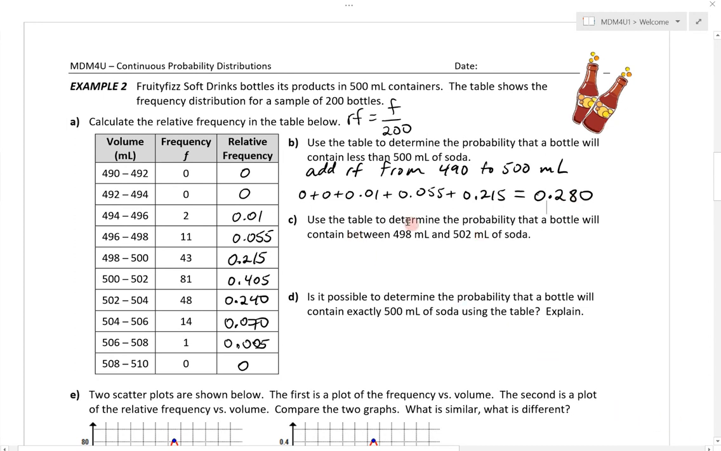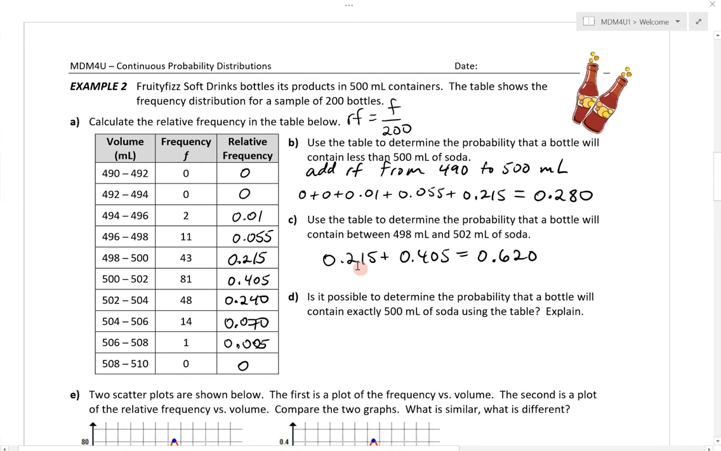Part C, use the table to determine the probability that a bottle will contain between 498 and 502 milliliters of soda. This interval here is not going to be counted because the 498 is not inclusive. 498 starts over here. So I'm going to take the 0.215 that I have over here, and I'm going up to 502 milliliters, so it's going to take the 0.405 over here, and I'm going to add these two values together. So 0.215 plus 0.405 equals 0.620. So there's a 62% probability that a bottle will be between 498 and 502.